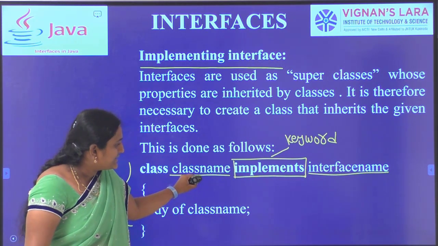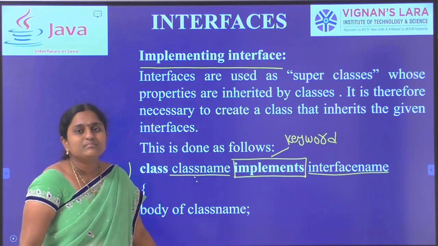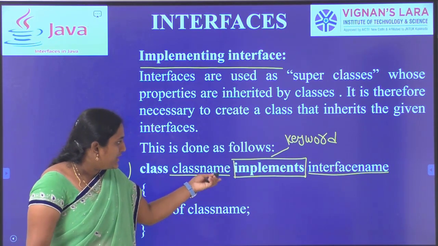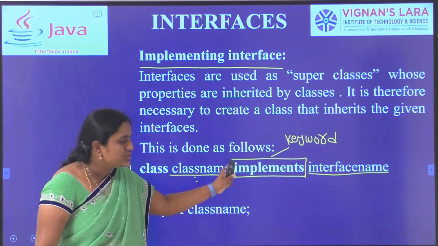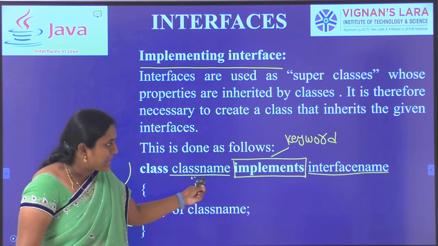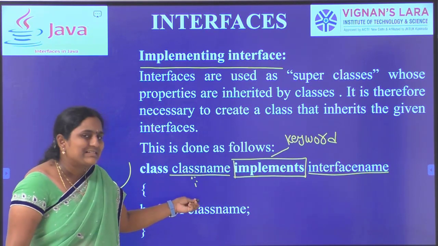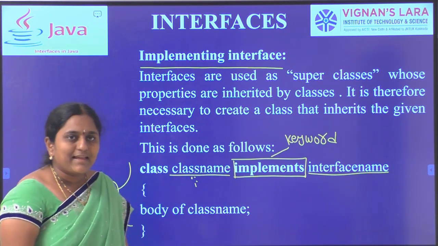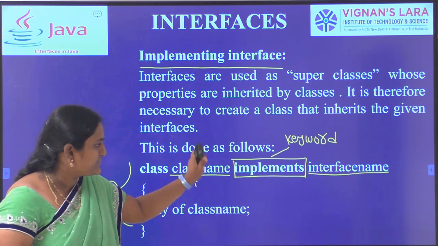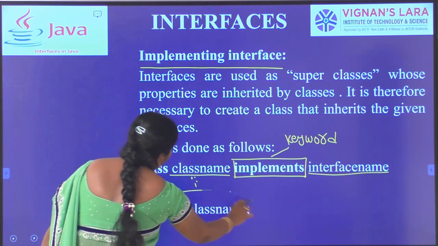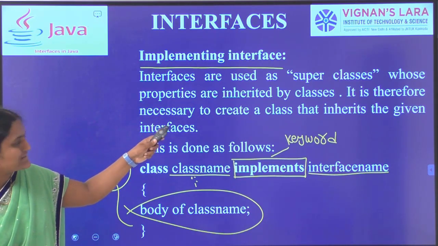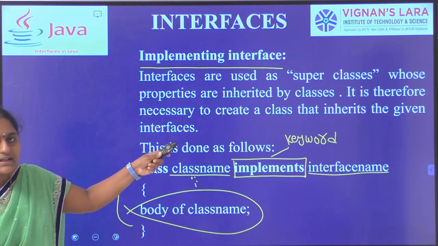This class inherits all the properties from the interface. Like the extends keyword, in this statement we use the implements keyword. The class name is the subclass, the interface name is the superclass. This class gets all the properties from the interface. Every class has some of its own variables and methods, and it also gets all the properties from the interface. Here we provide the body of the class. So interfaces are used as superclasses whose properties are inherited by classes.